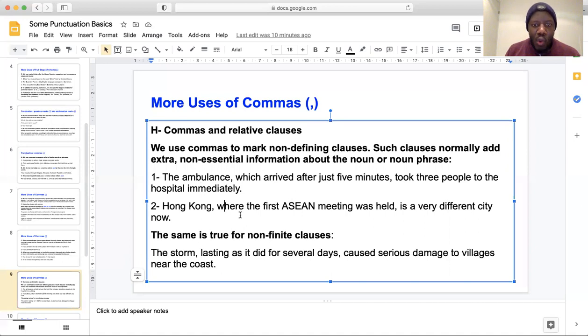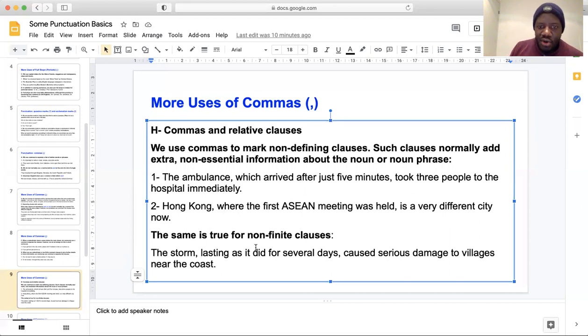Hong Kong, where the first ASEAN meeting was held, is a very different city today. So you can still say Hong Kong is a very different city today, or now. And this sentence will not be very important. You just add some information to Hong Kong, and this information can be taken off.